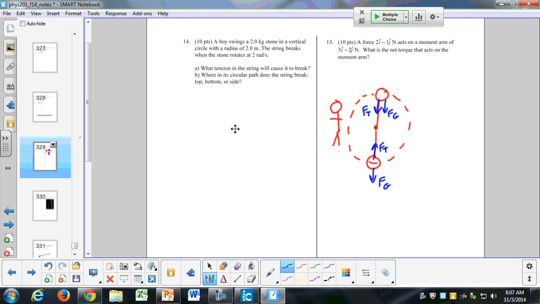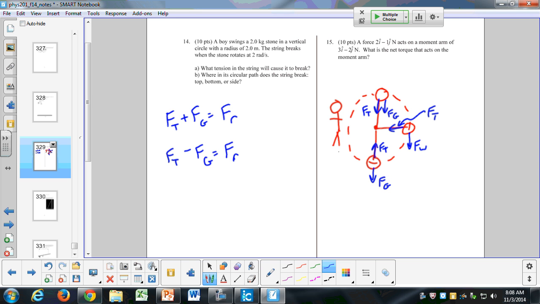Now on the side, it's something different. Here the tension is in this direction, and my weight is actually in this direction. So the tension alone is the centripetal force. So at the top, I'm going to have Ft plus Fg equal my centripetal force. But at the bottom, I will have Ft minus Fg equal the centripetal force.